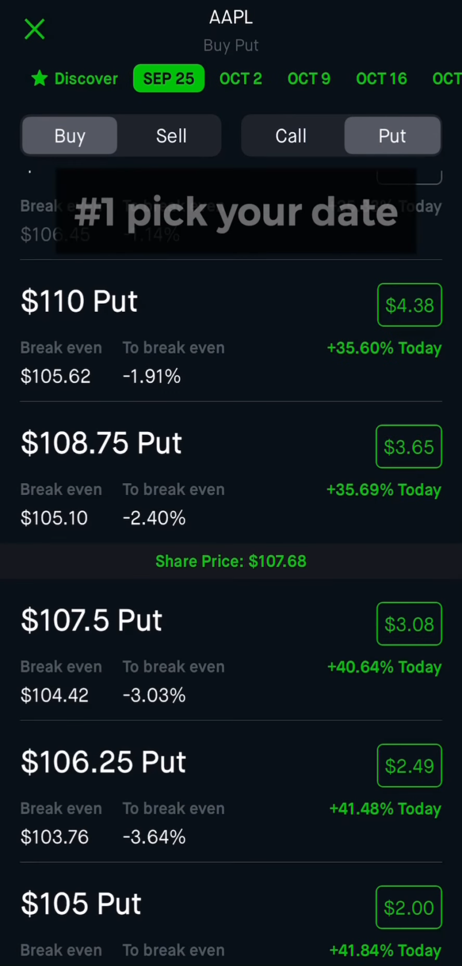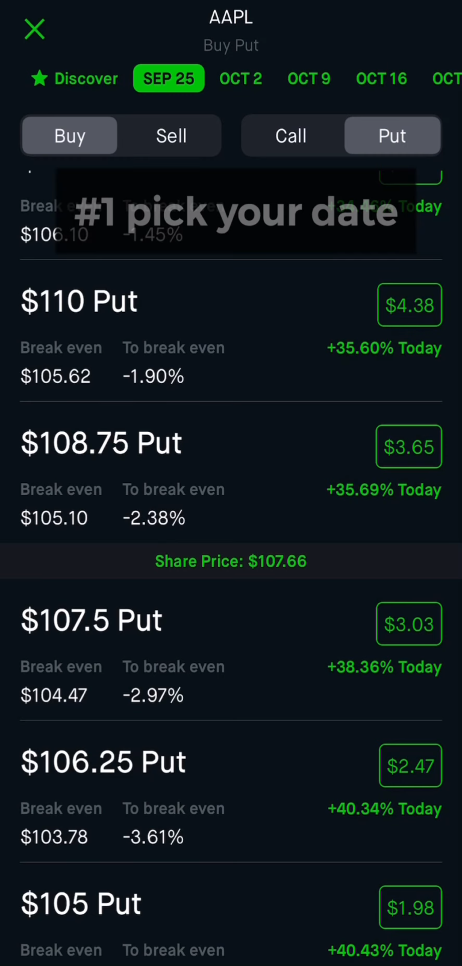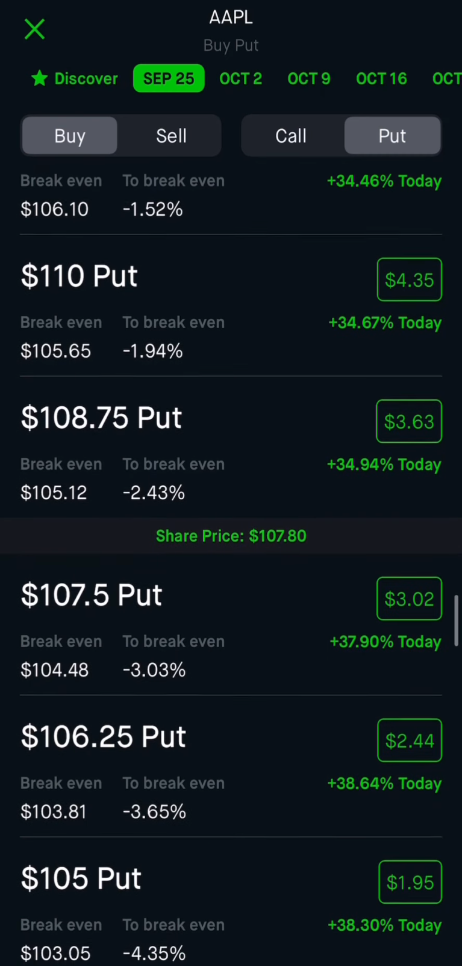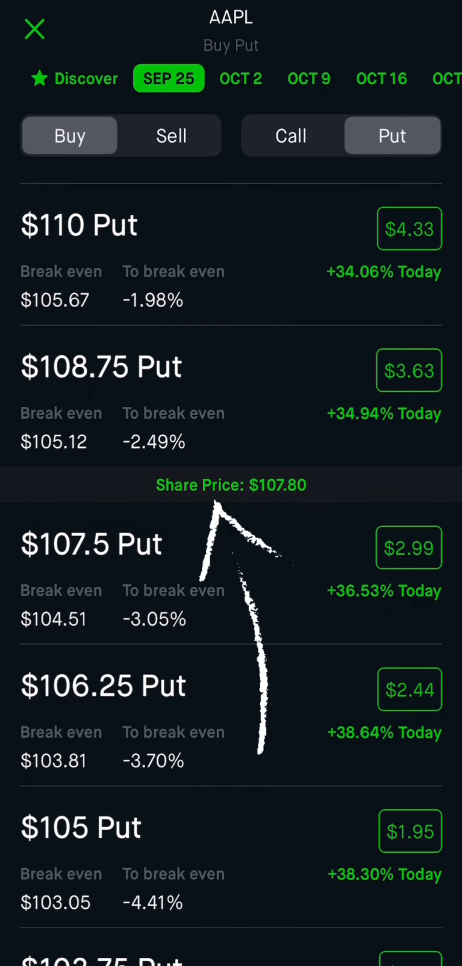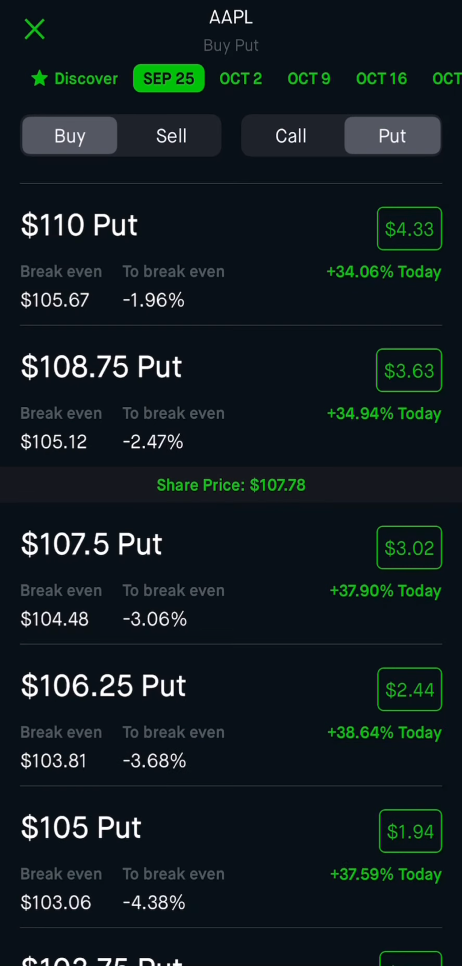So whatever date, it's always better to do a little bit out. I like to do at least a week or two out. And what you'll see, let's just say we pick September 25th, is share price right there. It says share price 107. That's how much Apple is going for right now.